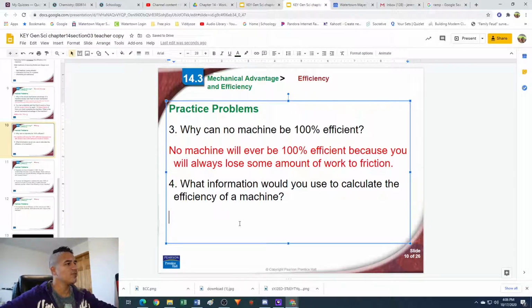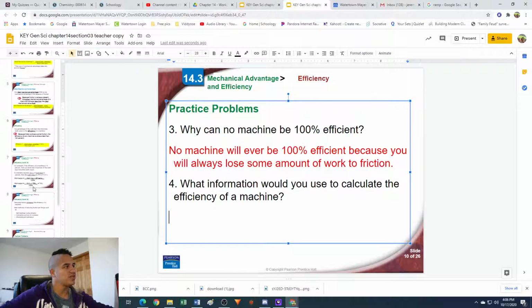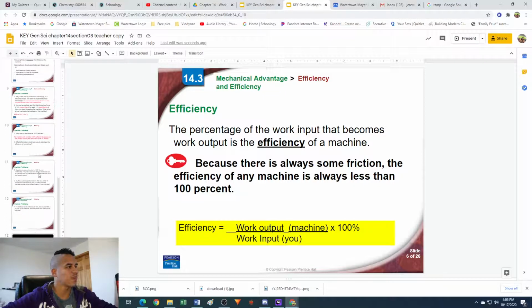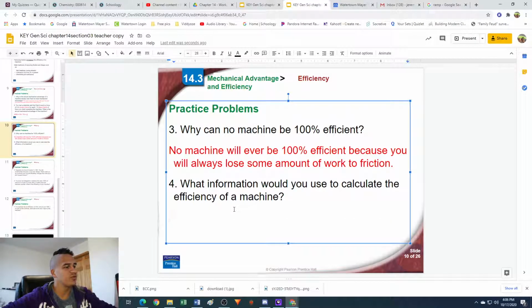All right. Number 4, what information would you use to calculate the efficiency of a machine? All right. So if we go back and look at our notes, our efficiency is calculated by taking our work output, or the work that the machine does, divided by our work input, which is the work that we do, times 100.